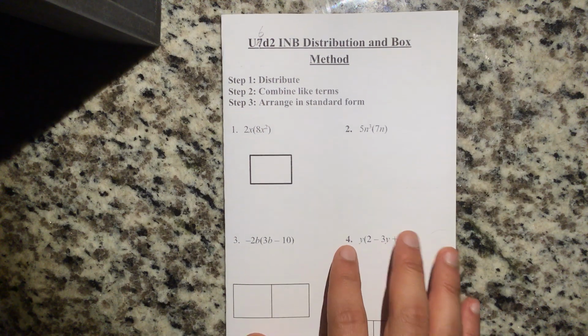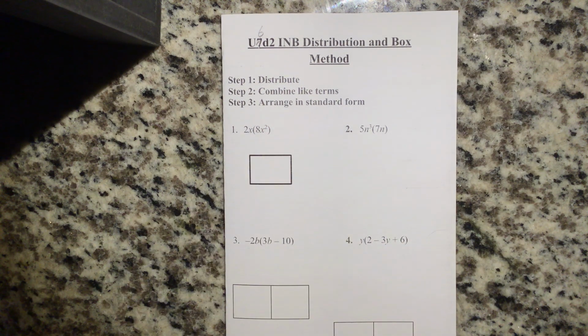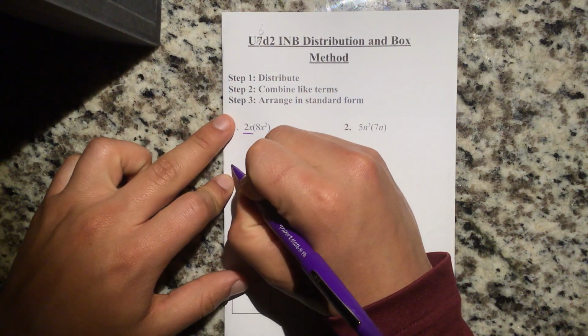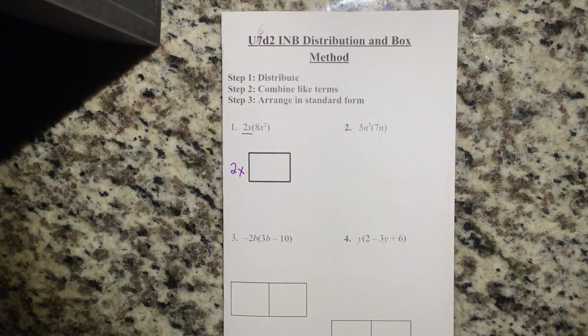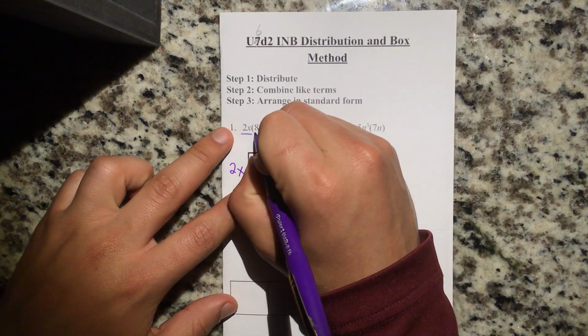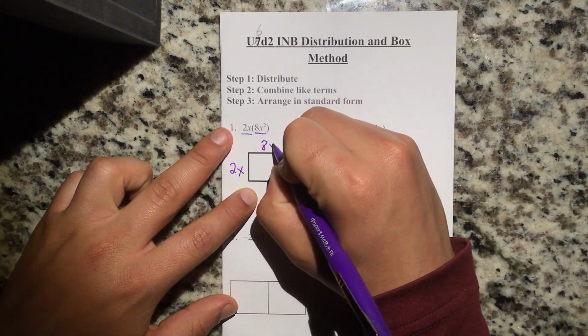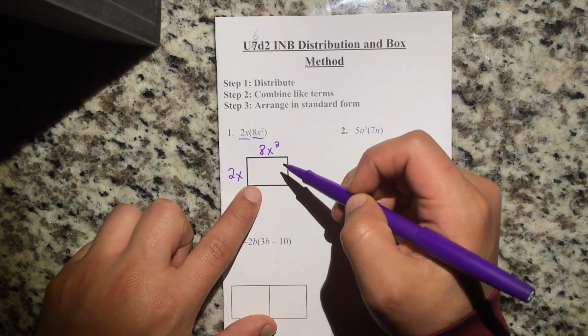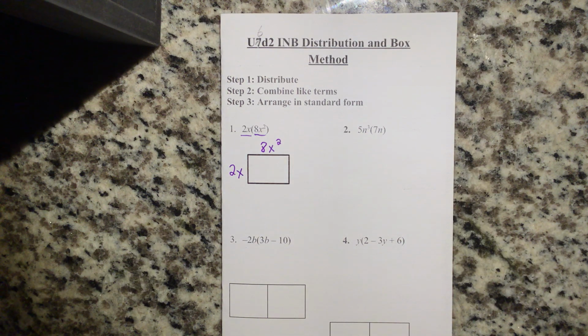Number one, I have 2x, a monomial, times 8x squared, another monomial. When we said the box method, we literally meant a box. This is how we're going to use the box to multiply. I have my first term, the monomial 2x, and I'm going to write that on the side of the box. Then my next term, 8x squared, I'm going to write on top of the box. Then in the intersection where they cross, I'm going to multiply those two terms.